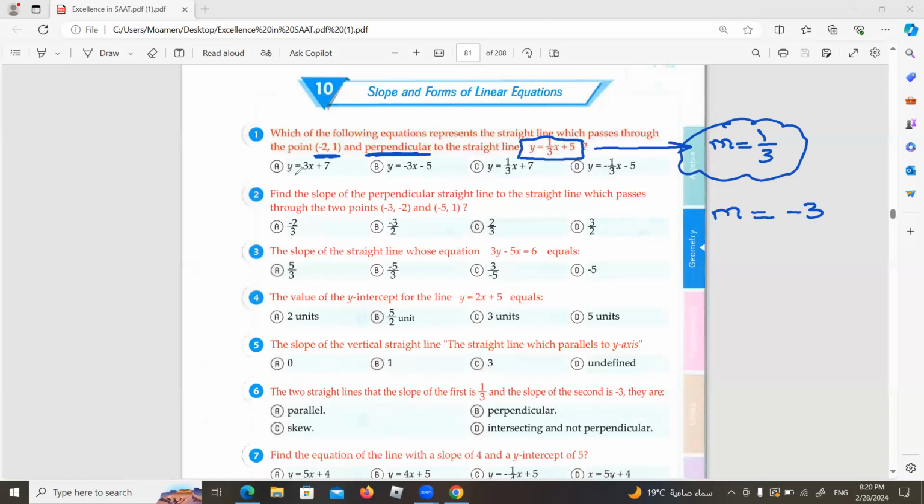You have here y = 3x, wrong. y = -3x, maybe this. y = 1/3 x, it's wrong. y = -1/3 x, it's wrong. So the answer is B, directly.